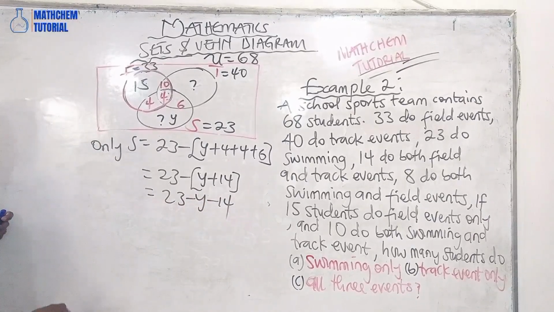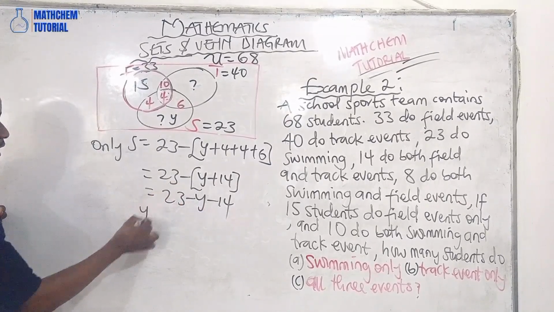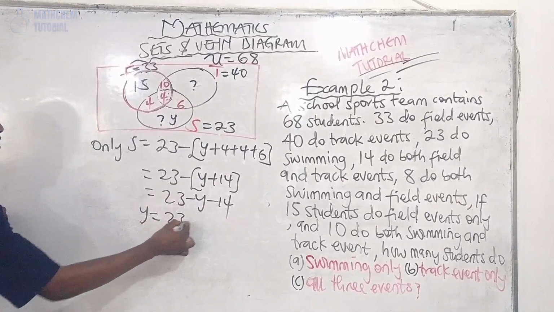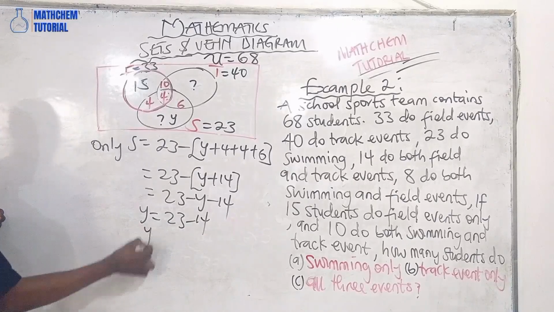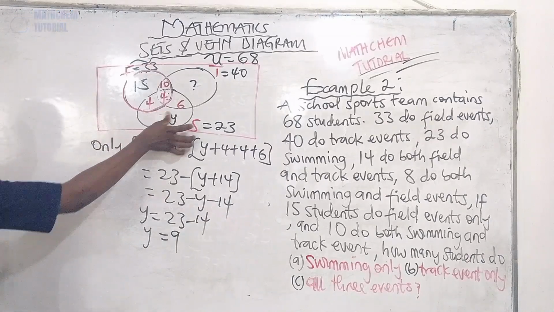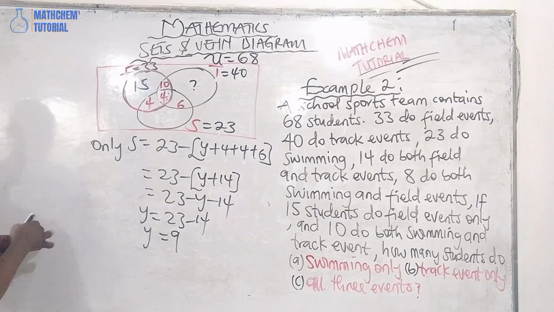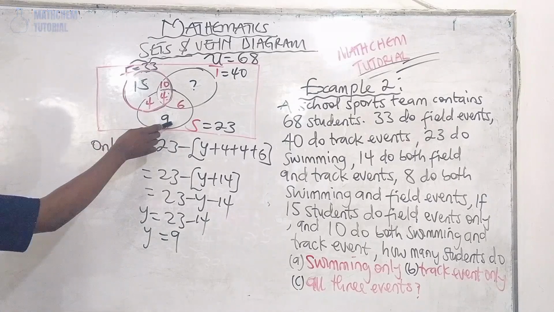If I collect my like terms now, y equals 23 minus 14, and my y will be equal to 9. Y will be equal to 9. So that means the value here is going to represent 9. Let me clean it and write it as 9. So that is for swimming only.